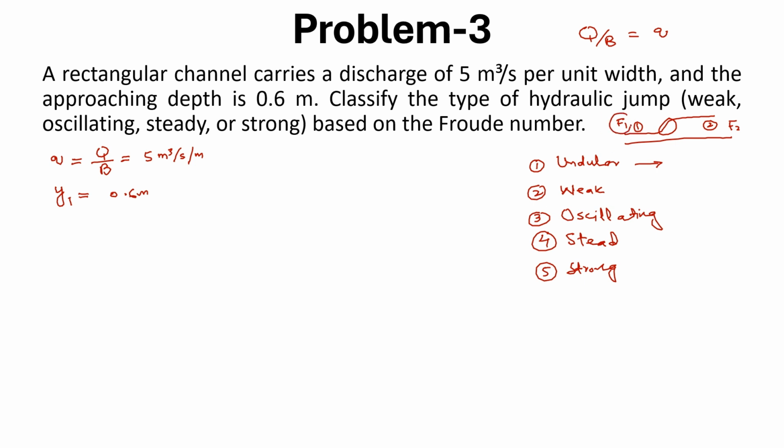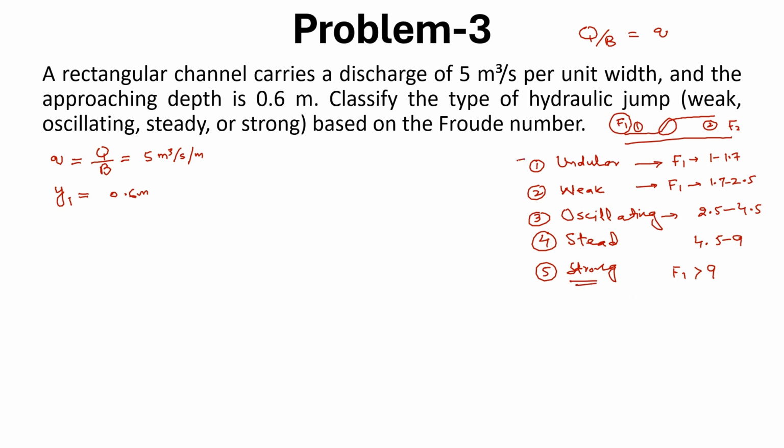So depending upon the Froude number at section 1, F1, we can classify the jump in five categories. If Froude number F1 is between 1 and 1.7, meaning greater than 1 and less than 1.7, the jump will be undular. If Froude number at section 1 is from 1.7 to 2.5, the jump is weak. And if its value is from 2.5 to 4.5, it's oscillating jump. From 4.5 to 9, the jump is steady. And if the Froude number at section 1 is greater than 9, the jump will be strong.